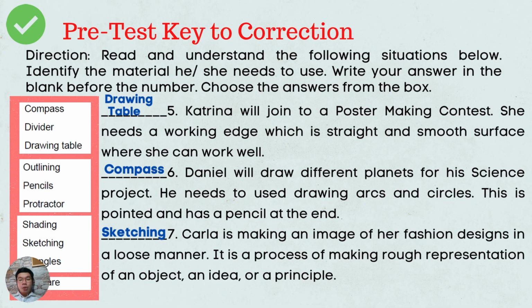Number 5. Katrina will join a poster making contest. She needs a working edge which is a straight and smooth surface where she can work well. The answer is a drawing table. 6. Daniel will draw different planets for his science project. He needs to use drawing arcs and circles. This is pointed and has a pencil at the end. It is a compass. Number 7. Carla is making an image of her fashion designs in a loose manner. It is a process of making a rough representation of an object, an idea, or a principle. The answer is sketching.